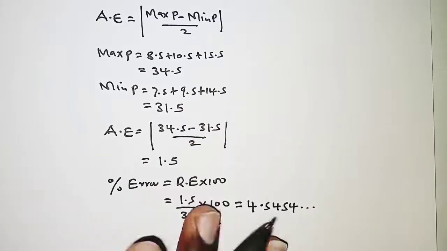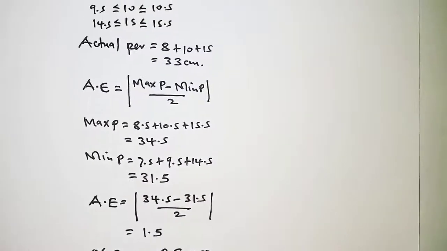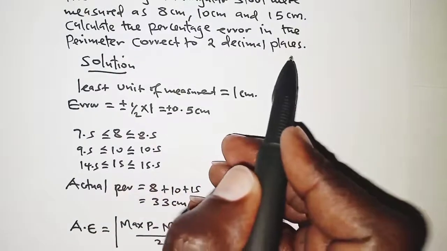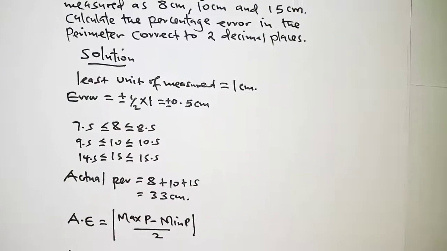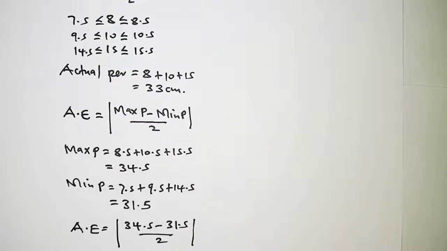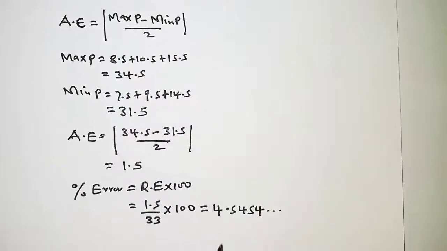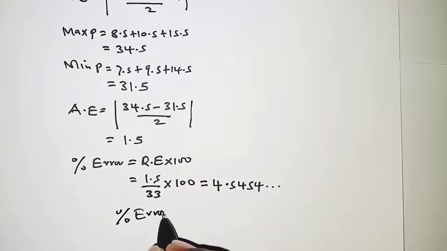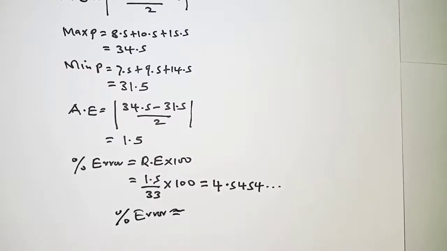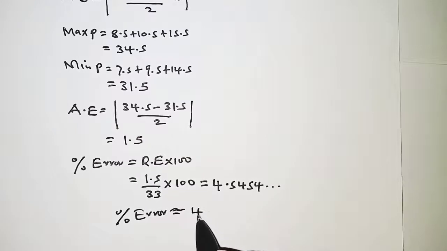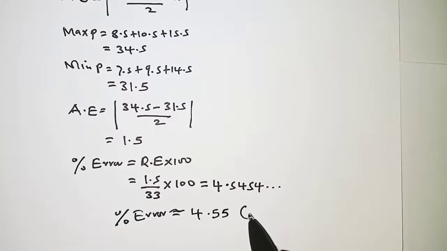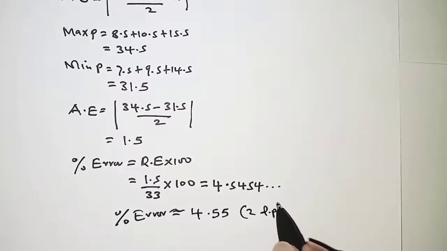and because we were directed to have this to 2 decimal places, we will have to round off this value to 2 decimal places. So we will have the percentage error simply being approximately equal to 4.55. Of course, that is to 2 decimal places.